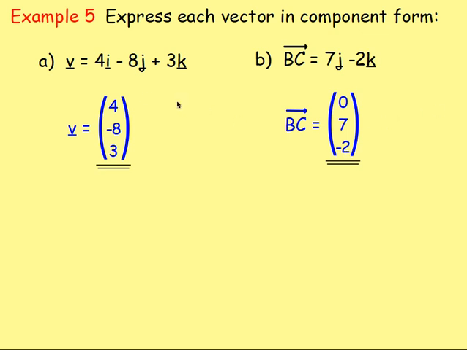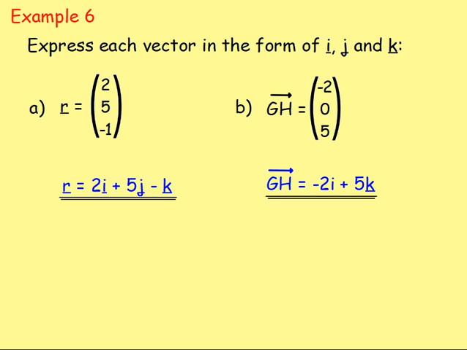For example, if you have a vector v, which is 4i minus 8j plus 3k, well, you can write that into components with the 4, negative 8, make sure you put in the negative, and then 3. For BC, if that is the vector 7j minus 2k, again think about the components, so you're thinking about the coefficients of i, j and k. There's 0i, which is why we're starting with 0, then you've got 7j and negative 2k, so you can write down those 3 numbers.